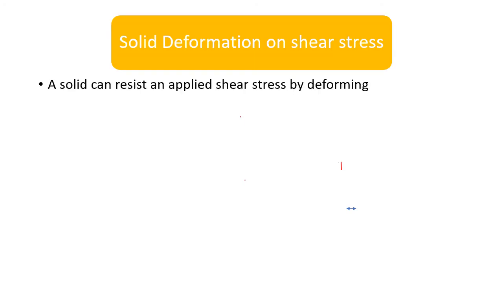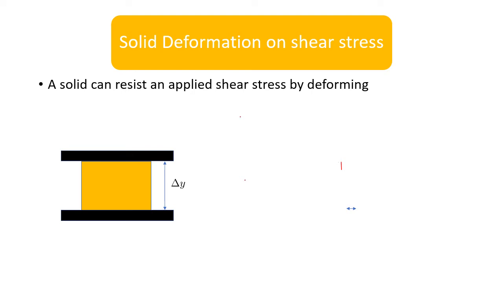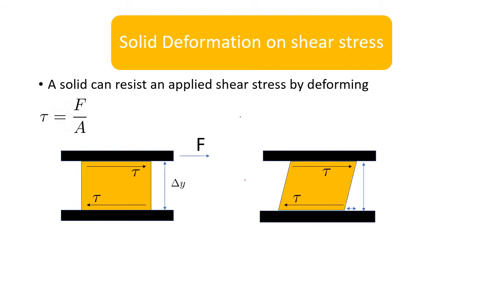How does a solid deform upon a shear stress? You can see a solid placed between two plates. The solid is fixed between two plates. When a tangential force is applied, a shear stress acts on the solid at the top. The shear stress is equal to the tangential force divided by the surface area. An equal and opposite shear stress is developed at the bottom to counter the shear stress at the top. This causes the solid body to deform.